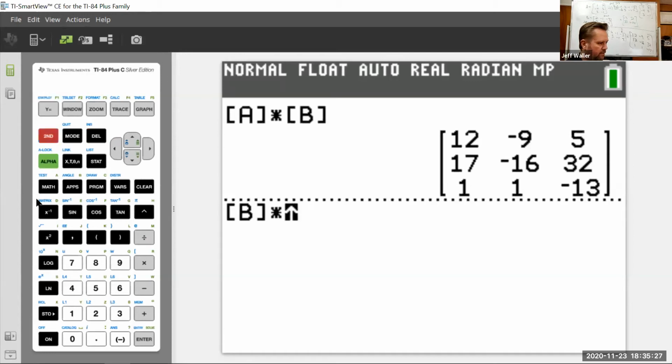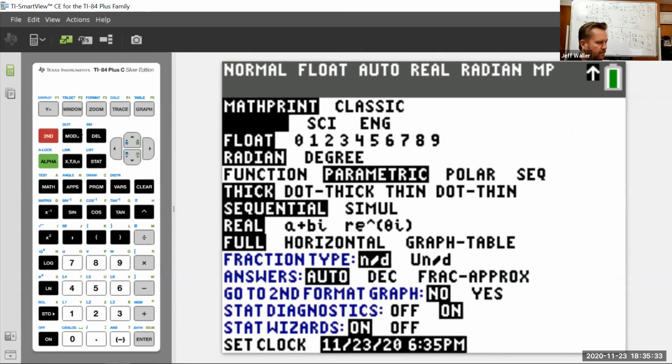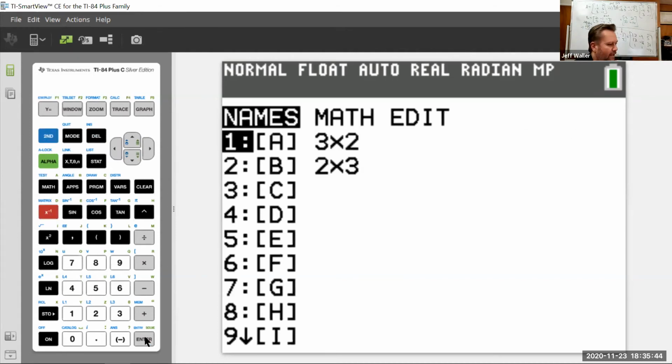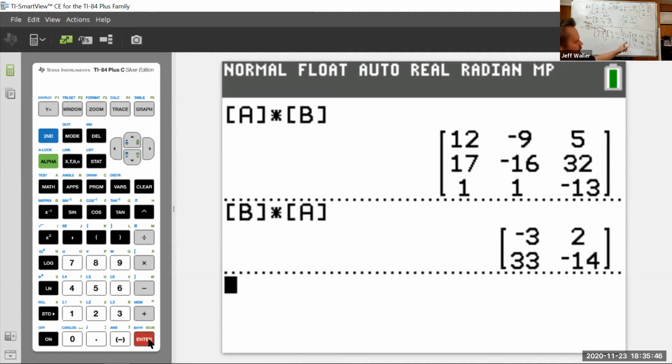All right. Times, get matrix. There we go. Matrix A. All right. And then you get negative 3, 2, 33, negative 14. Yay. Okay.